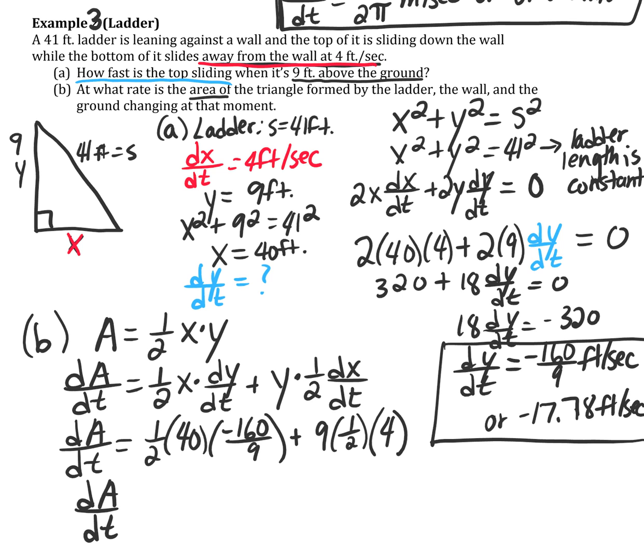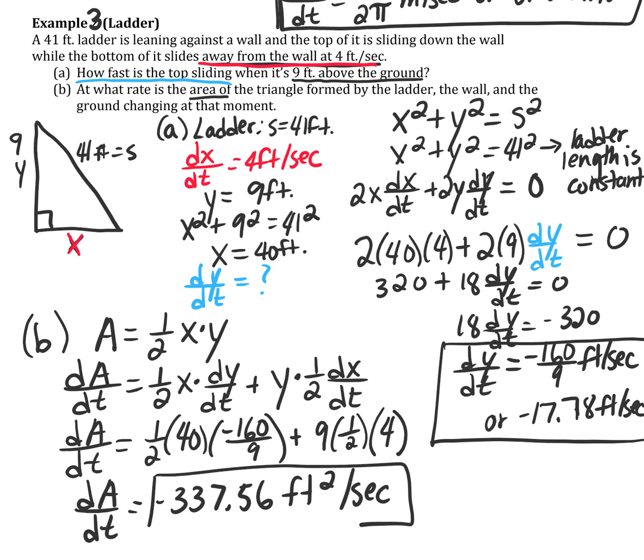And then if you calculate that rate, you get negative 337.56. It's area, so we'll do feet squared per second. So the area is decreasing by 337.56 feet squared per second. And then the rate that the ladder is sliding down the wall is at negative 17.78 feet per second.